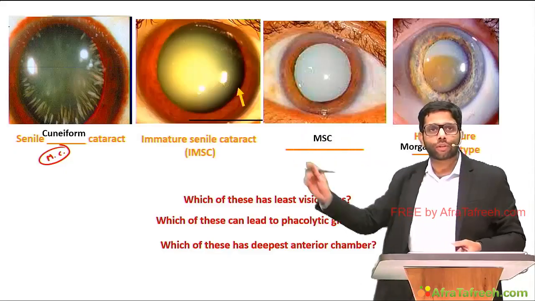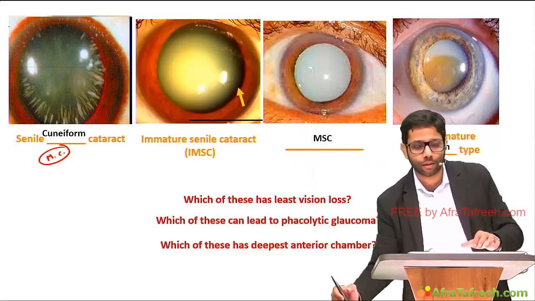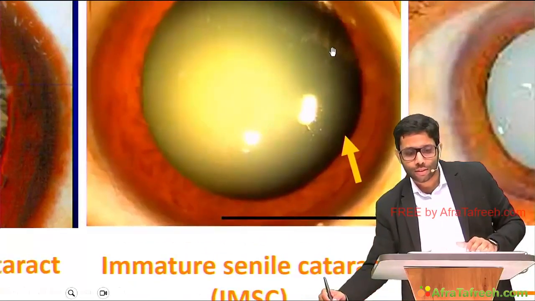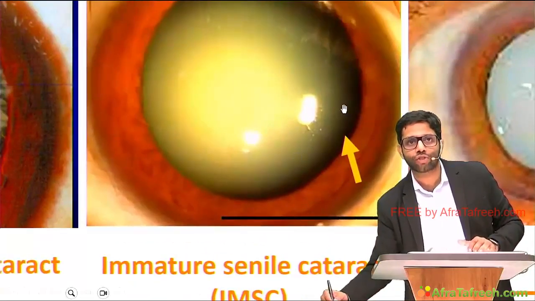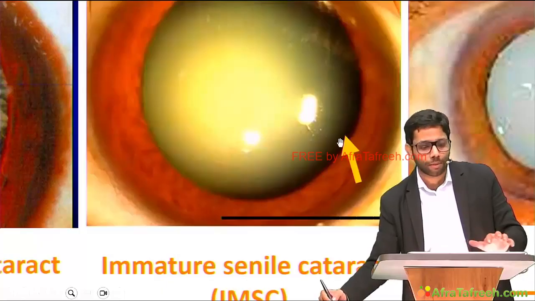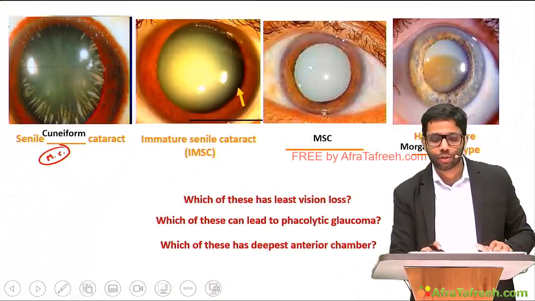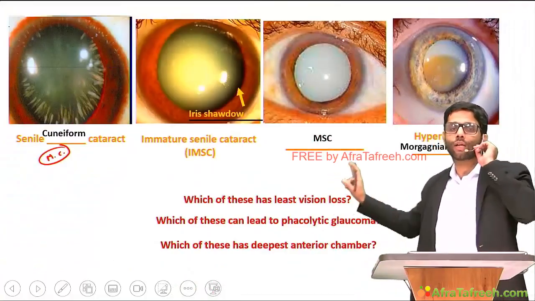Mature and immature, this arrow I have given. How to differentiate? If I zoom it, you can see there is a shadow. The black thing is the shadow of the iris on the lens. That can be seen only in immature senile cataract, not in mature or hypermature.